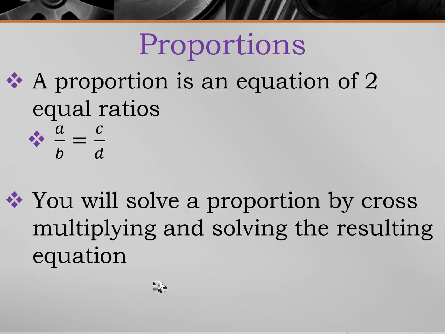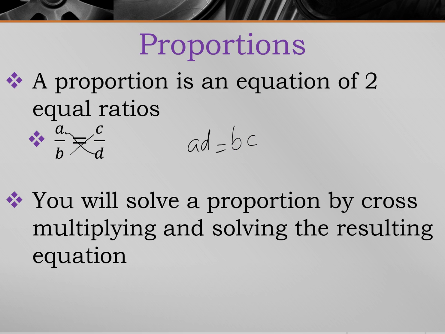Now, a proportion. And this is what we're going to spend most of our time in this chapter solving. Proportions are an equation of two equal ratios. So we have two equal fractions. To solve these, you have to do what we call cross multiplying. So we would multiply A times the D, so AD equals the B times the C. AD equals BC. Generally, somewhere in there would be a variable.